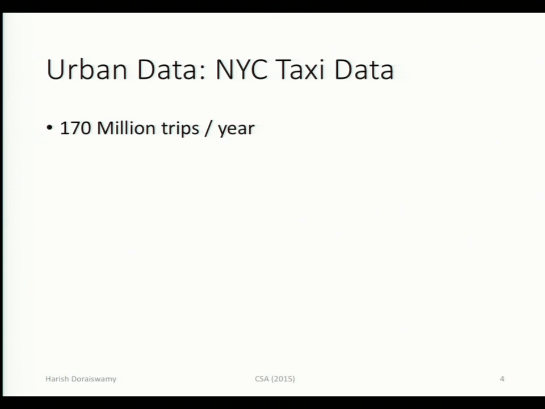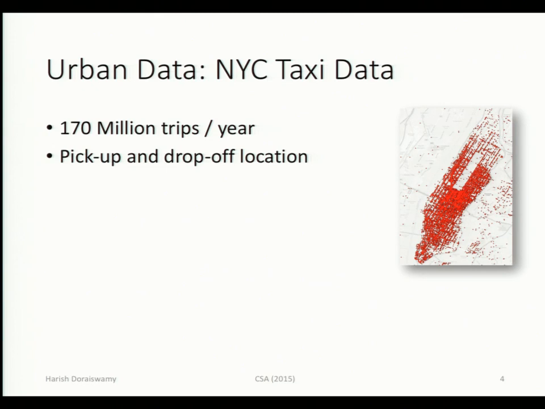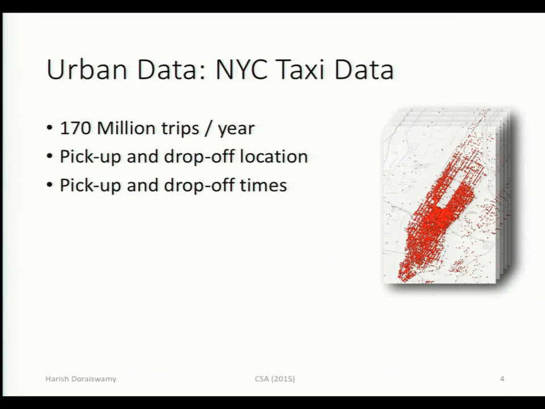In New York City alone, there are these yellow cabs, taxis, which perform over 170 million trips in a year. For each trip, the data set gives us the pickup location and the drop-off location, along with the pickup and drop-off times. It also has other information corresponding to the trip, such as the fare, the tip that is paid, and whether it was paid through a credit card or cash, and so on.